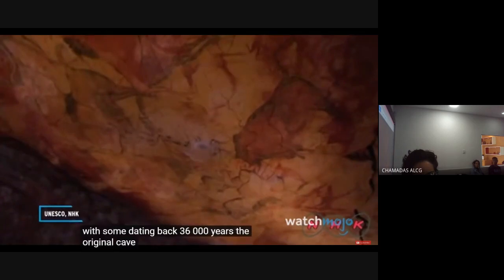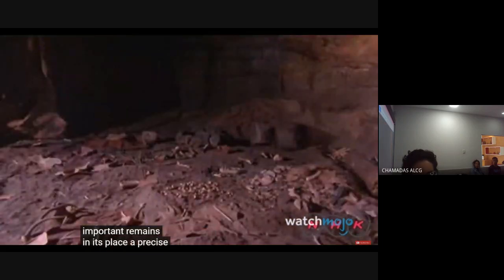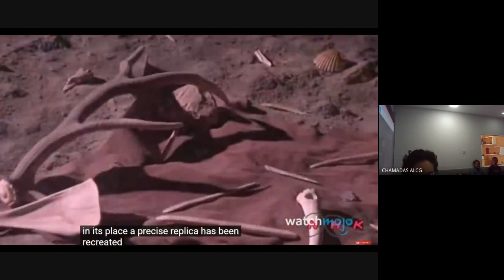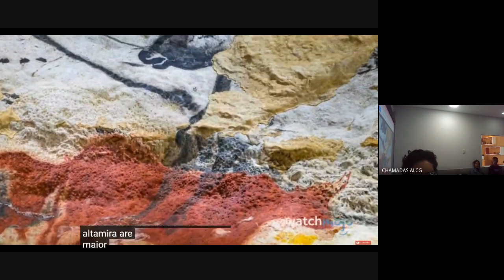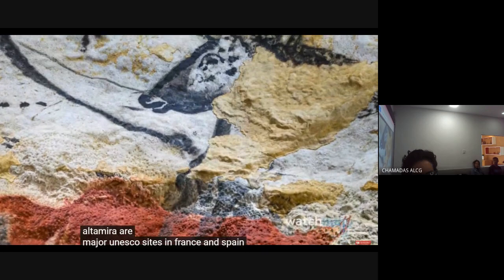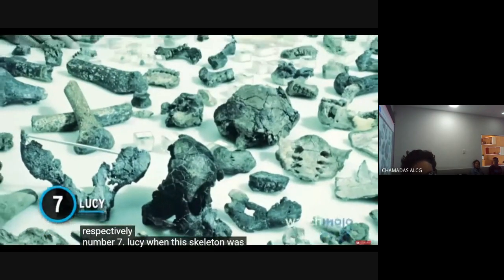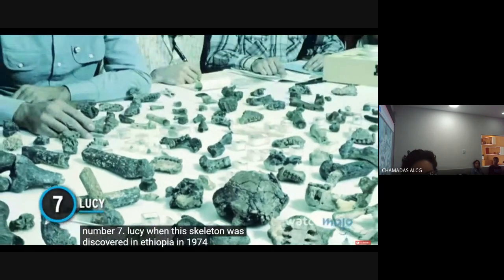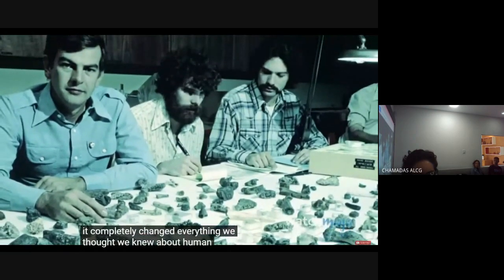The original cave has been closed to preserve its archaeologically important remains. In its place, a precise replica has been recreated inside this museum. Both Lascaux and Altamira are major UNESCO sites in France and Spain, respectively. Number 7. Lucy. When this skeleton was discovered in Ethiopia in 1974, it completely changed everything we thought we knew about human evolution.